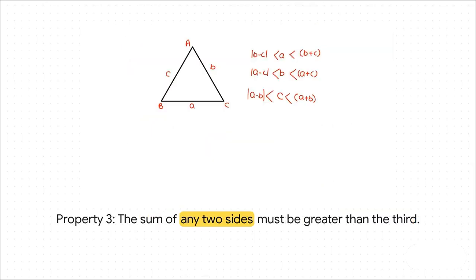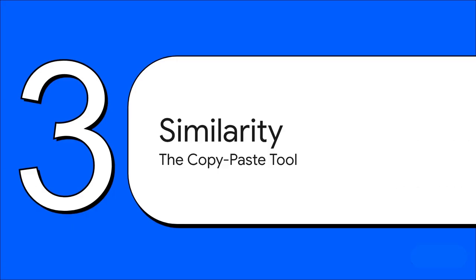And for our third unbreakable law, we have something called the triangle inequality theorem. This is basically the gatekeeper rule. It decides if a triangle can even exist in the first place. Here's the deal. If you take any two sides of a triangle, their combined length has to be longer than the third side. If it's not, well, you physically can't connect them to make a corner. They just won't reach.